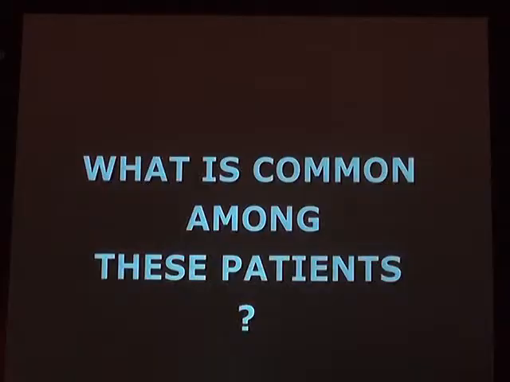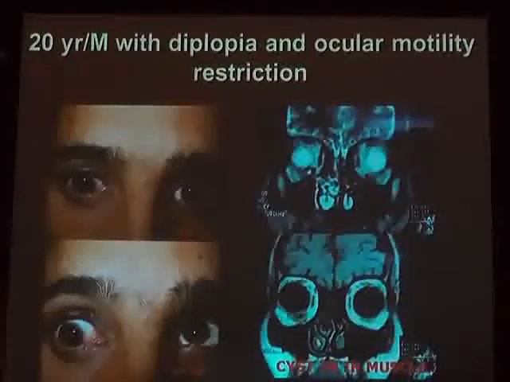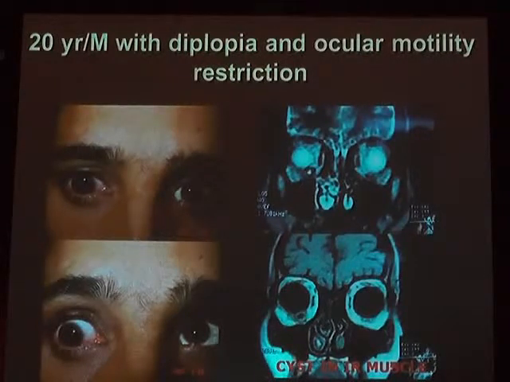What was common amongst all these patients? The imaging in all of these patients showed cysticercosis, a parasite. This is the first male with diplopia and ocular mobility restriction, and what you find is a parasite in the inferior rectus fascia.